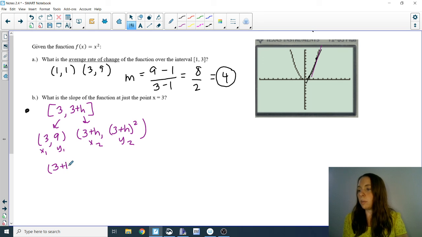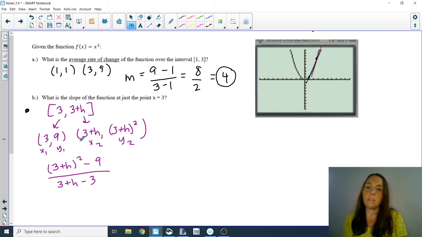3 plus h squared minus 9 over 3 plus h minus 3. Finally, remember that you have this h in here and you don't actually want that h to be in there. You would rather this be the interval from 3 to itself. So how you take care of that is you throw in this limit as h goes to 0. And that will give you your slope at x equals 3.